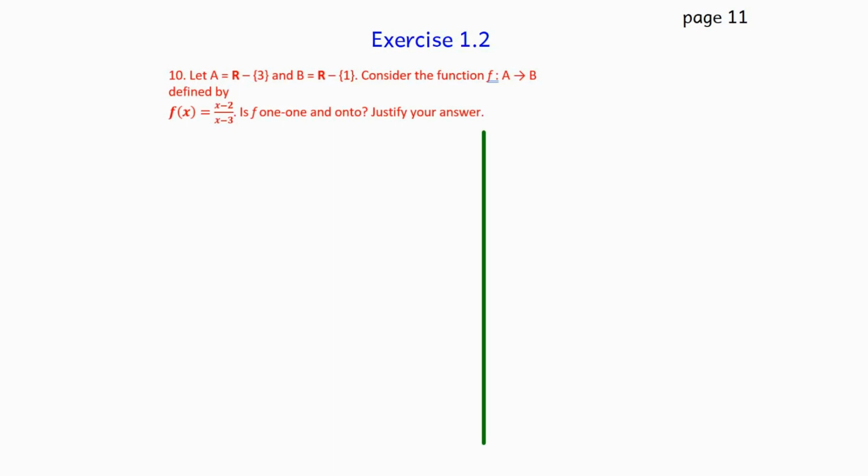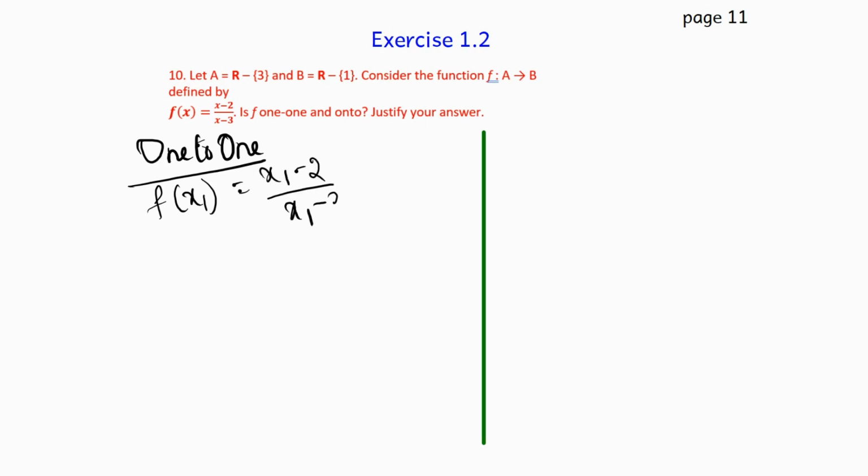Next, exercise 1.2, 10th problem. Let A equal to the real numbers except 3 and B be the set containing the real numbers except 1. Consider the function f from A to B defined by f of x equal to (x minus 2) by (x minus 3). Is f one-to-one and onto? Justify your answer. So take the one-to-one condition first.